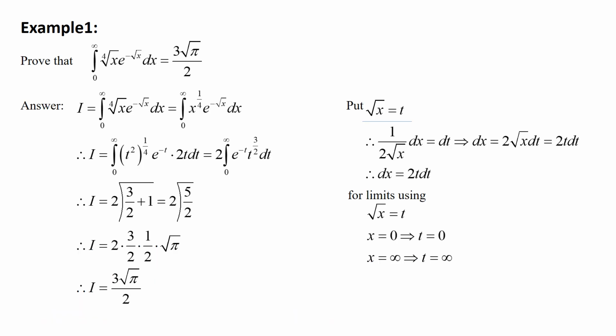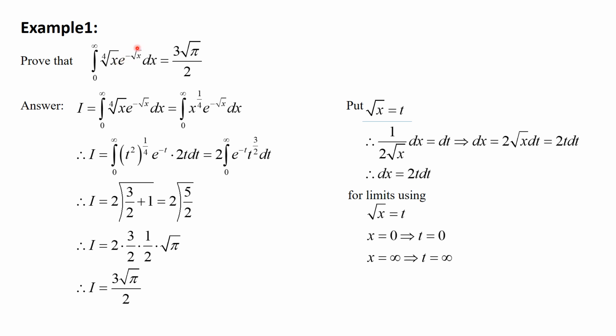Now we'll see actual examples of how to calculate the value of integrals with special functions by using the gamma function. So see this integral example first. Prove that the integral from 0 to infinity of fourth root of x e raised to minus root x dx is equal to 3 root 2 pi by 2. For gamma function, it is compulsory to have 0 to infinity e raised to minus some variable, and that same variable raised to some power.